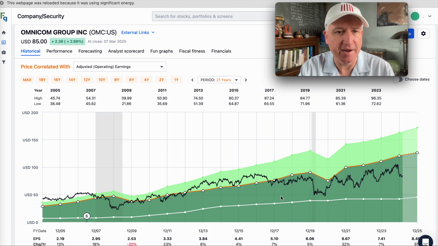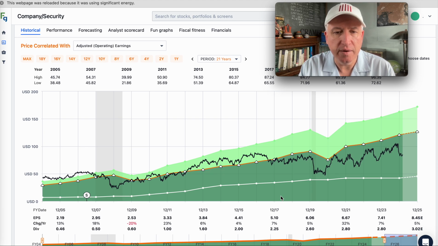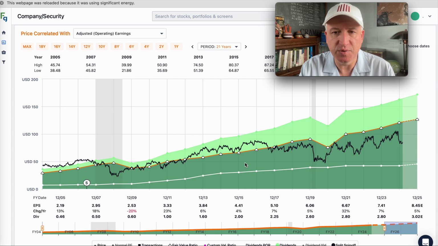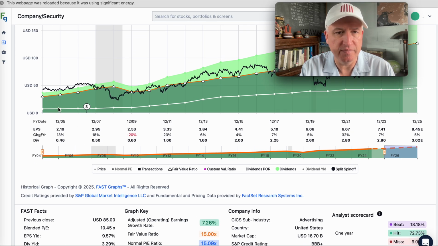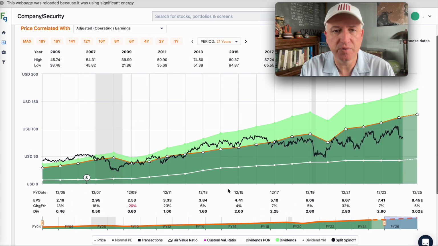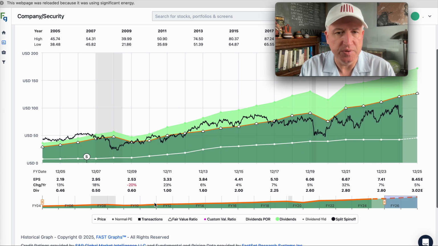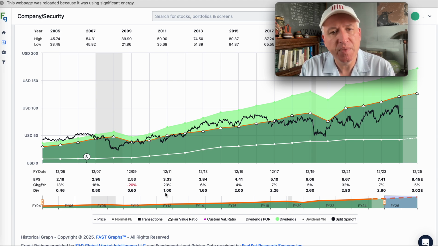Let's get into Omnicom. All right, first thing I like to look at is the historical earnings trend and patterns. Overall, it's pretty steady, but pretty slow, just glancing at it. Point to point from 20 years ago through this year, 7.26% earnings growth. That doesn't include downturns or the effects of buybacks, which I'll look at in a minute.